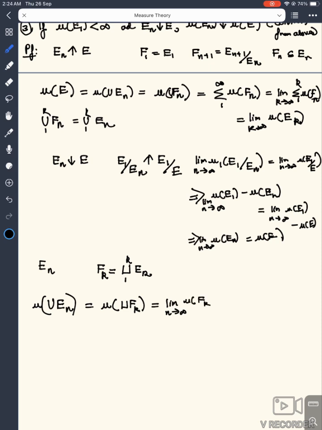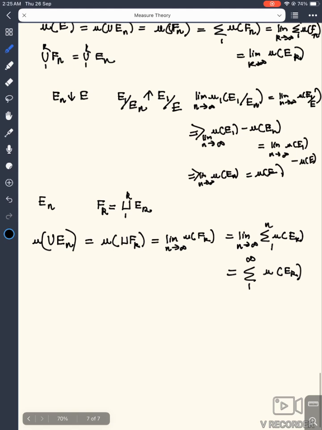By finite additivity, which is given, mu of Fk is the summation from 1 to k of mu of Ek, because Fk is the disjoint union from 1 to k of Ek. And from here, this is nothing but the countable sum. So here we are done.